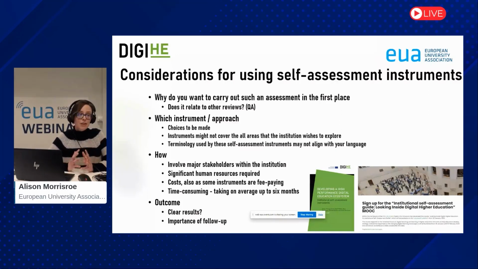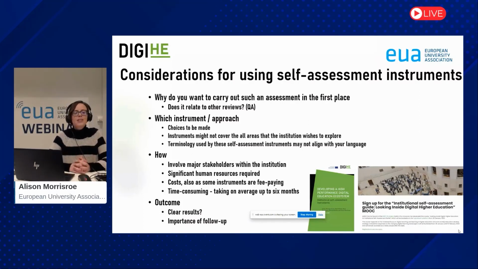So this can be a very difficult choice to make because there are really very many tools and frameworks out there. So it's important to really look at what dimensions are covered by the instruments, and to choose one which really matches the priorities of your institution. So again, you need to be clear on your priorities and the areas you wish to evaluate beforehand. And also it's important to be aware of the fact that sometimes the terminology can vary from one instrument to another. So take this into account when you are looking for an instrument.